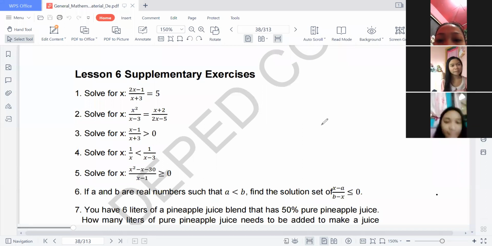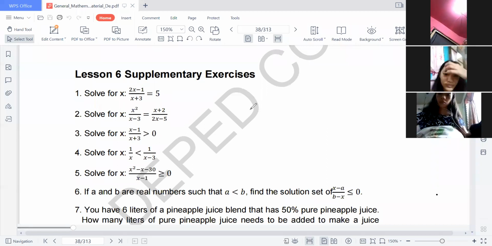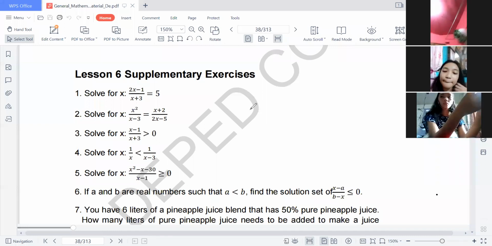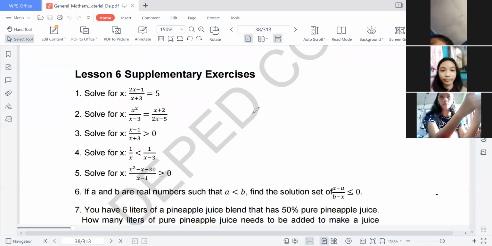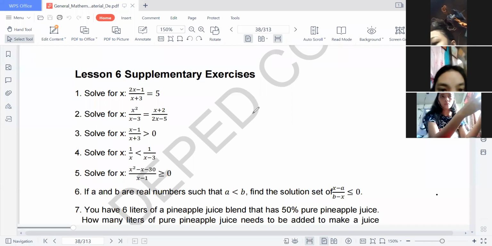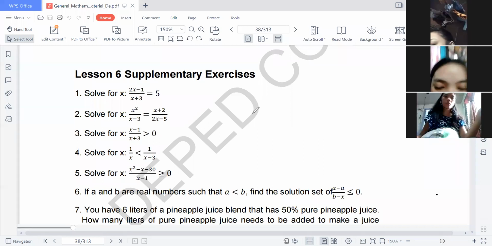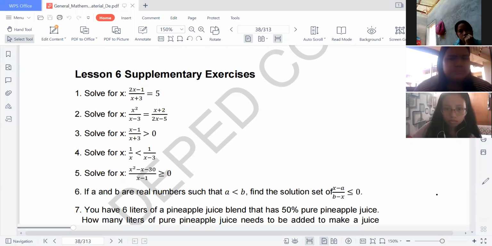Sir, the right side should be zero. The left side should be one rational expression. One rational expression, so a single fraction, right? Not radical, but rational. So the right side of your equation must be 0. The left side must be one fraction only, one rational expression. So that's the first step.